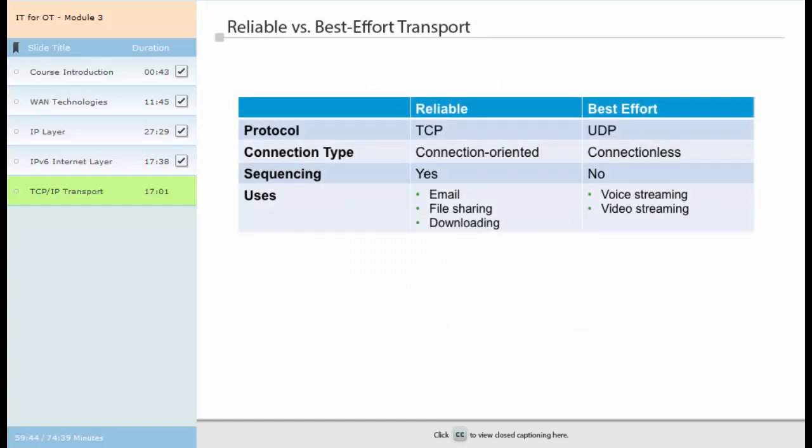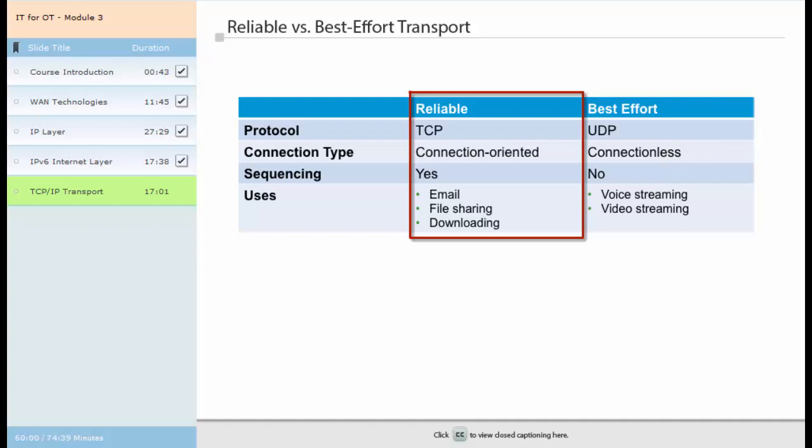Reliable and best effort are terms that describe two types of connections between computers. Each type has advantages and disadvantages. Let us compare the two connection types. Reliable is also called connection-oriented.